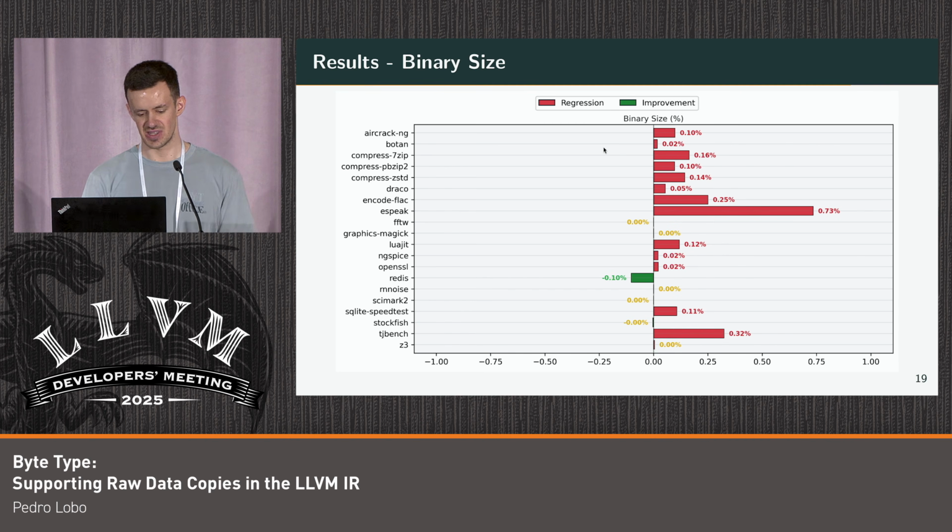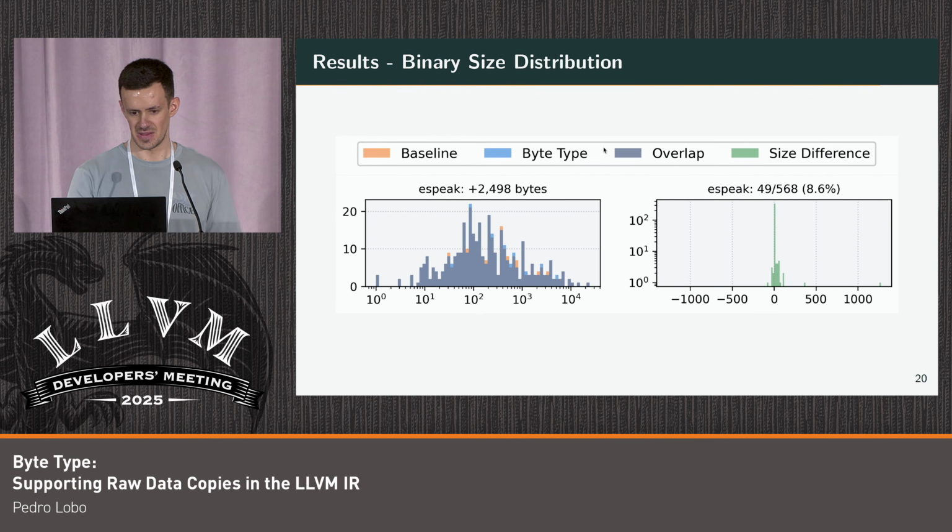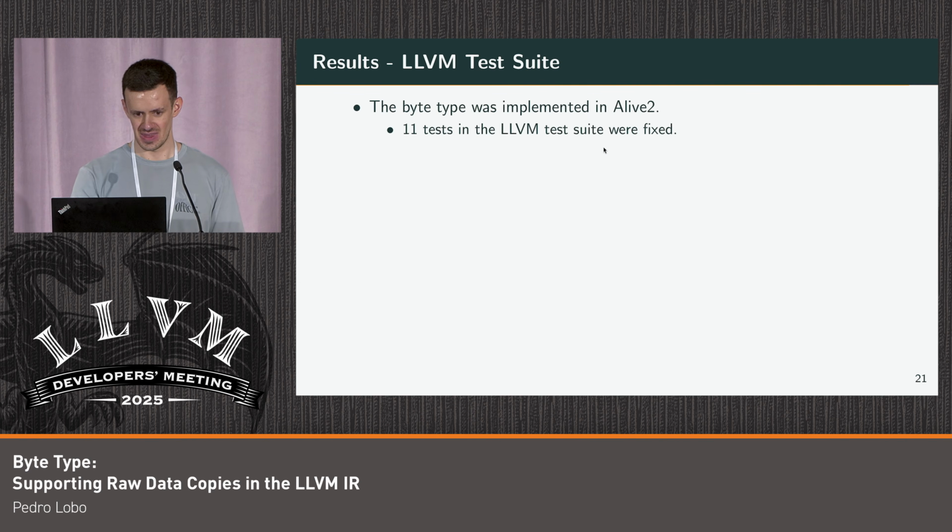And for binary size, we initially did identify some regressions, which were mainly caused by loop vectorization differences in the cost model, which caused our version to vectorize some loops, which then extended code size. So I'm going to skip this slide because we're short on time.